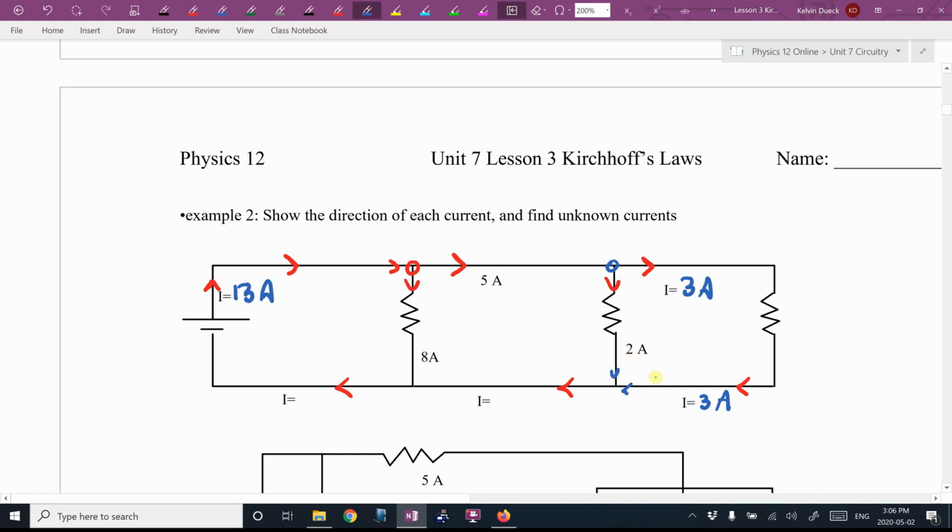I have 2 amps coming in. I have 3 amps coming in. This has got to be 5 amps. And this 8 amp junction meets up with this 5 amp junction. 13 amps, and I end up with the total current again going through the chairlift.